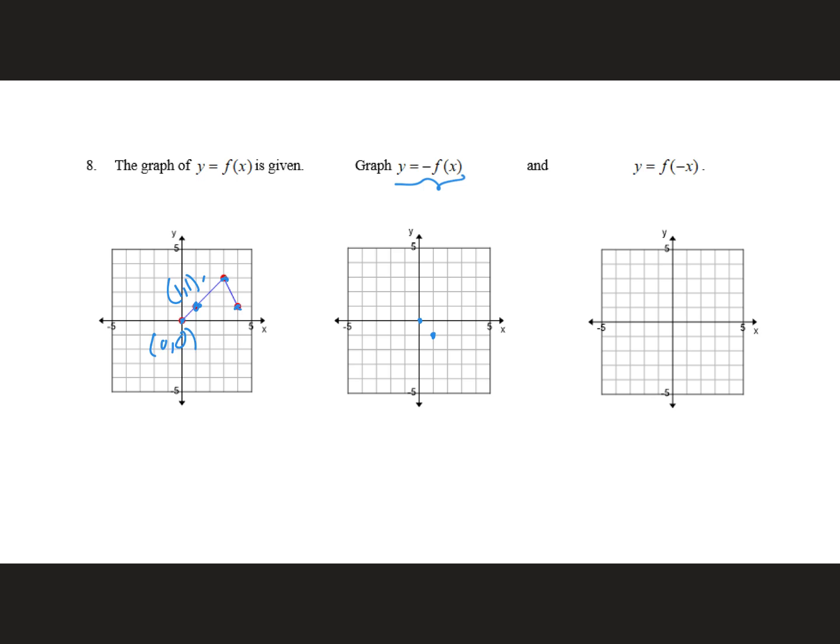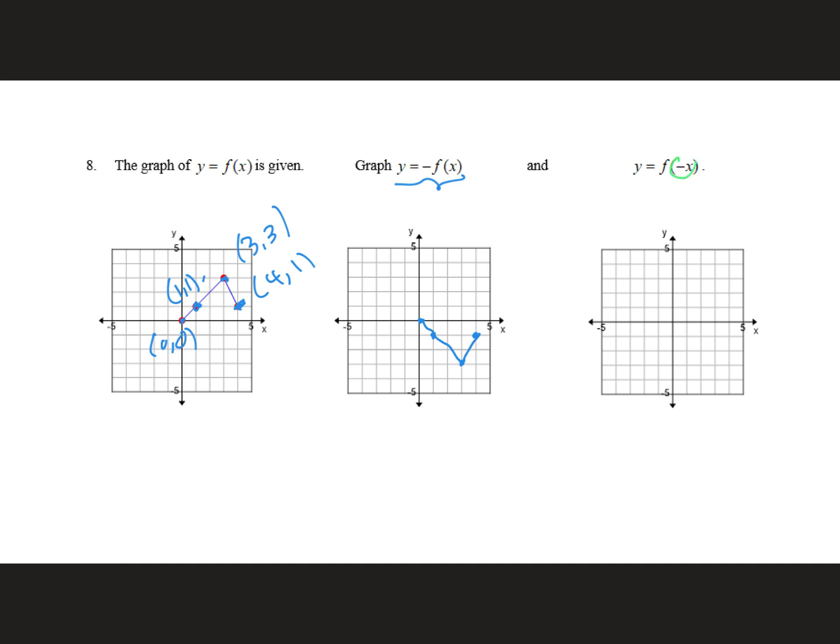And the point here is 3, 3. So that's going to become 3, negative 3. And then this point is 4, 1. So that's going to become 4, negative 1. So reflected over the x-axis is my graph there.